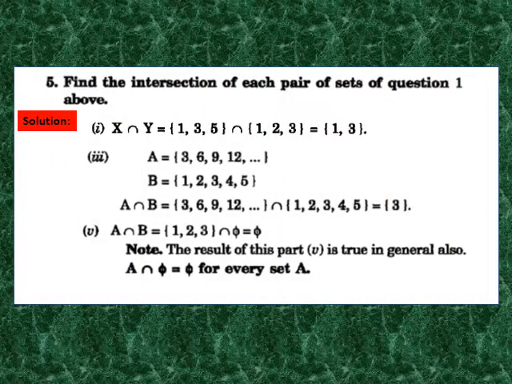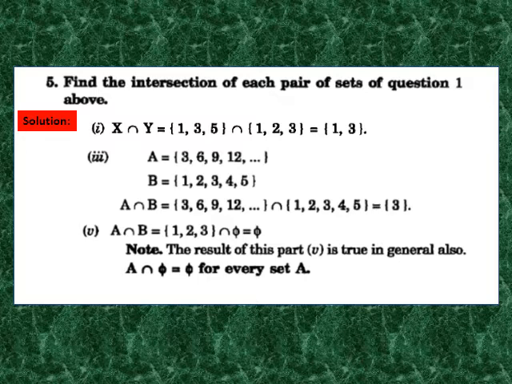Moving to question 5. Find the intersection of each pair of sets of question 1. Intersection means common elements. So X intersection Y means the intersection of the sets {1, 3, 5} and {1, 2, 3}. Here the common elements are 1 and 3. So the intersection will be equal to the set {1, 3}.